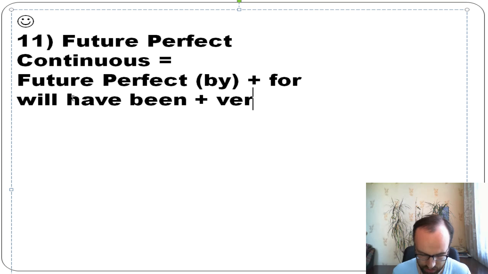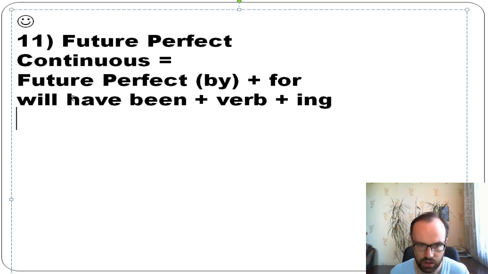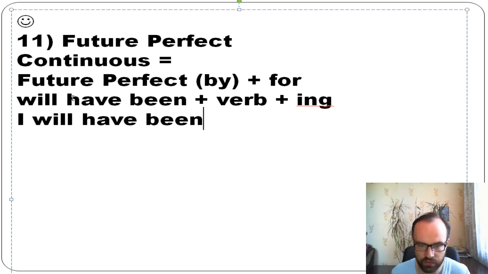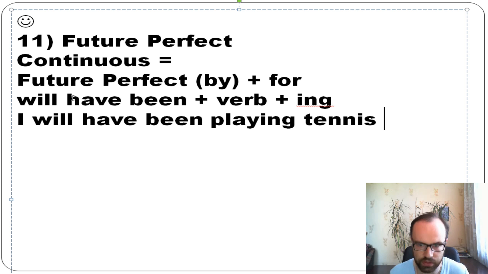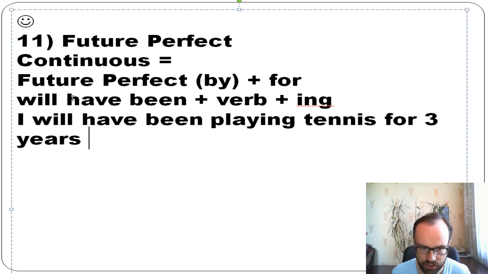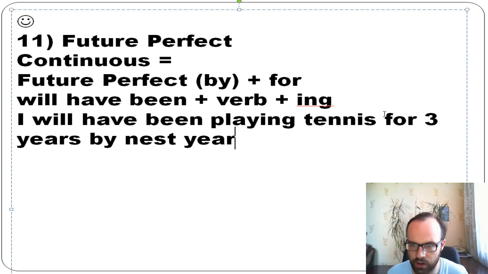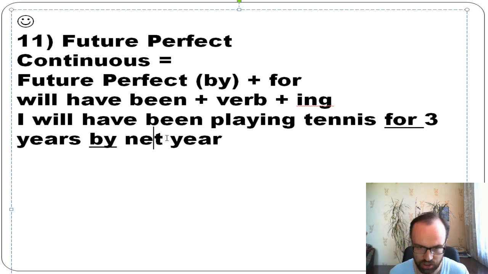Will have been plus verb plus ing. Okay, I will have been, for example, playing tennis. I will have been playing tennis for three years by next year. So for and by: I will have been playing tennis for 3 years by next year. So you see.